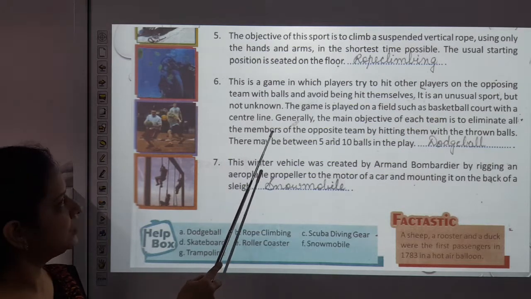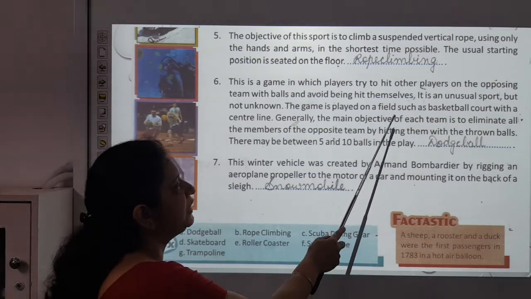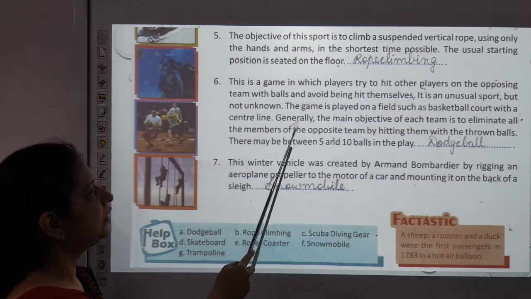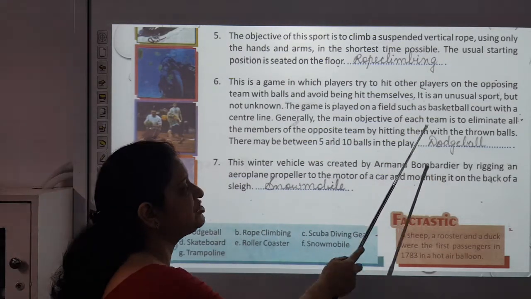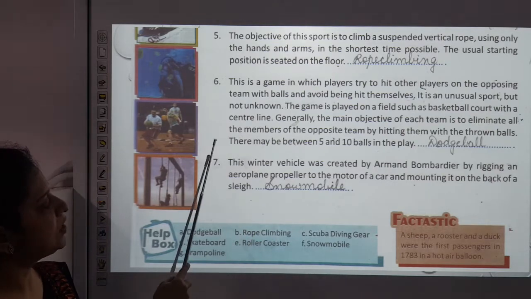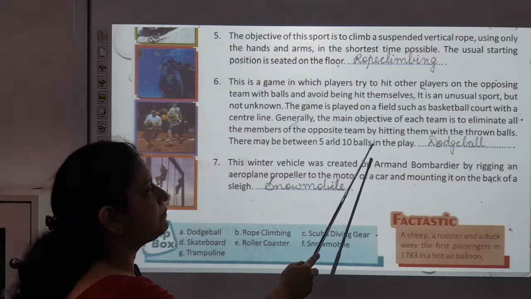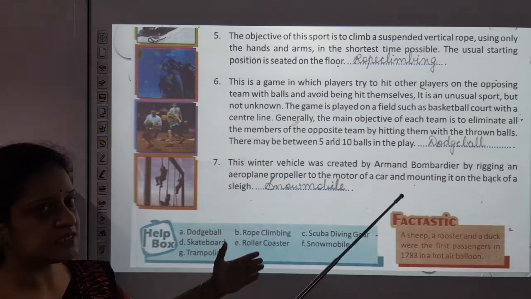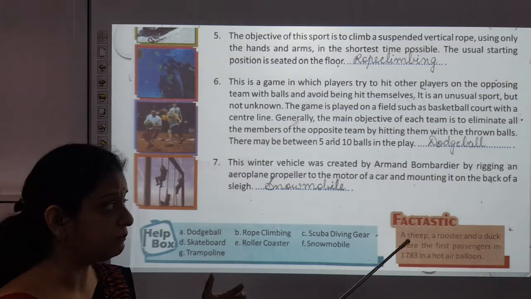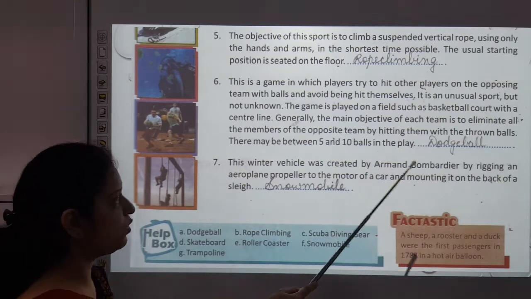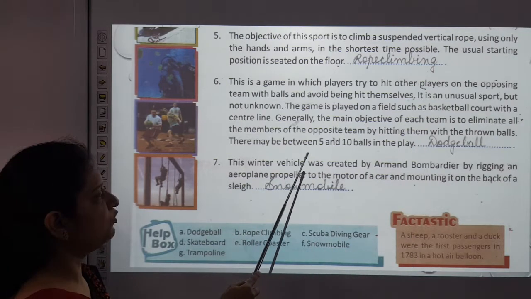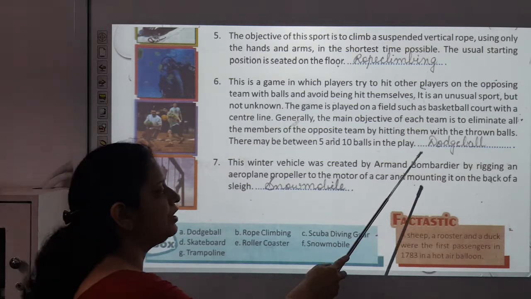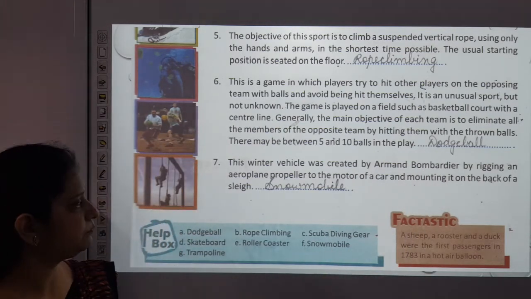We know it. The game is played on a field such as a basketball court with a center line. Generally, the main objective of each team is to eliminate all the members of the opposite team by hitting them with the thrown balls. It means a person has to save themselves by dodging the ball. Means dodge ball. There may be between 5 and 10 balls in play. The name of the game is dodgeball.